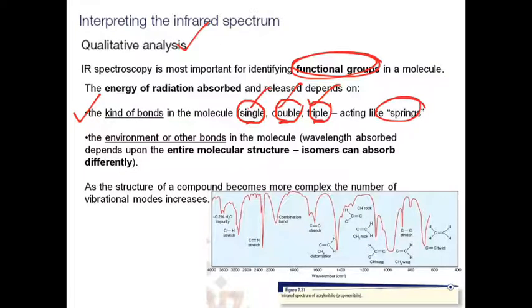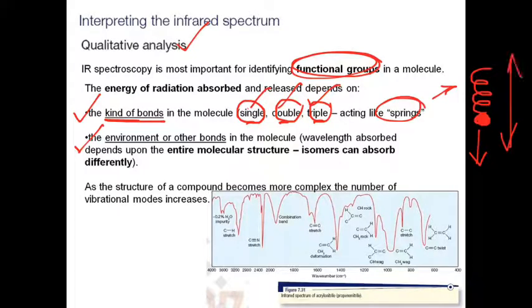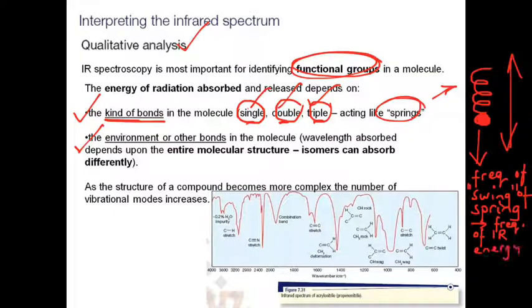Okay, and also, to work out the frequency of the radiation absorbed, it's not only the kinds of bonds, it's also the environment or the other bonds in the molecule. Now, let me just start to explain what I'm talking about here in terms of this spring thing. There's a spring, and the frequency of the spring is basically analogous to the frequency of the IR energy absorbed.